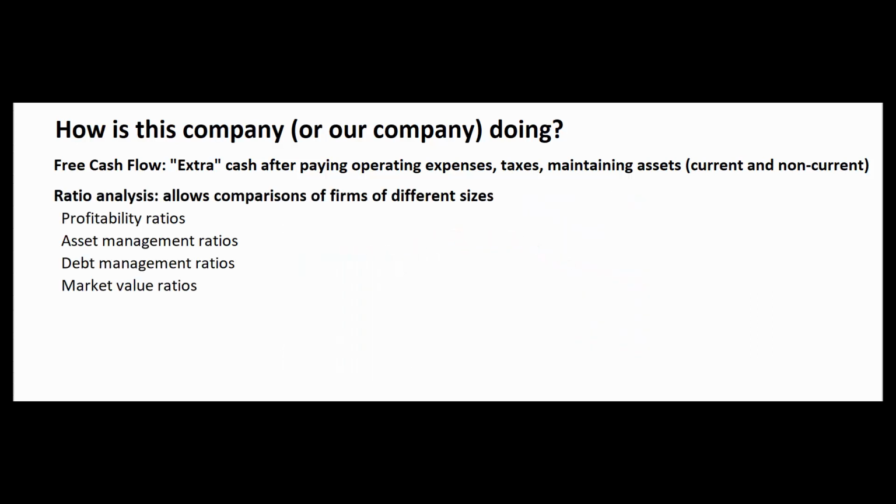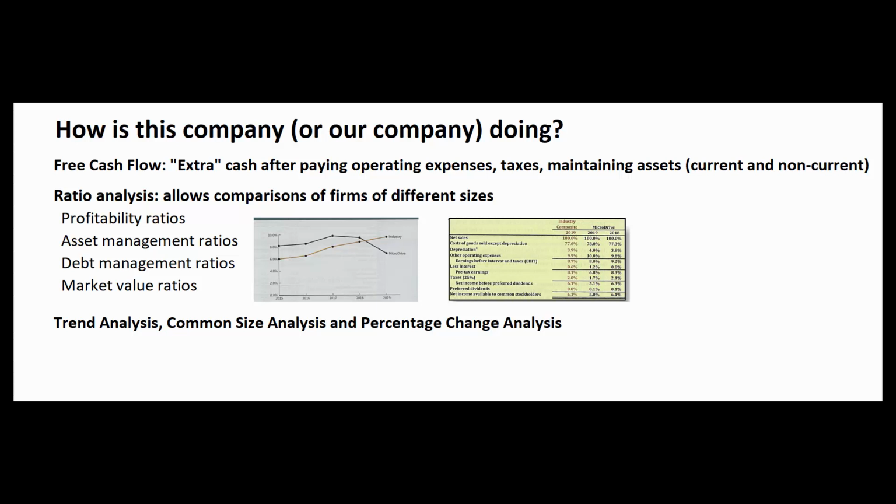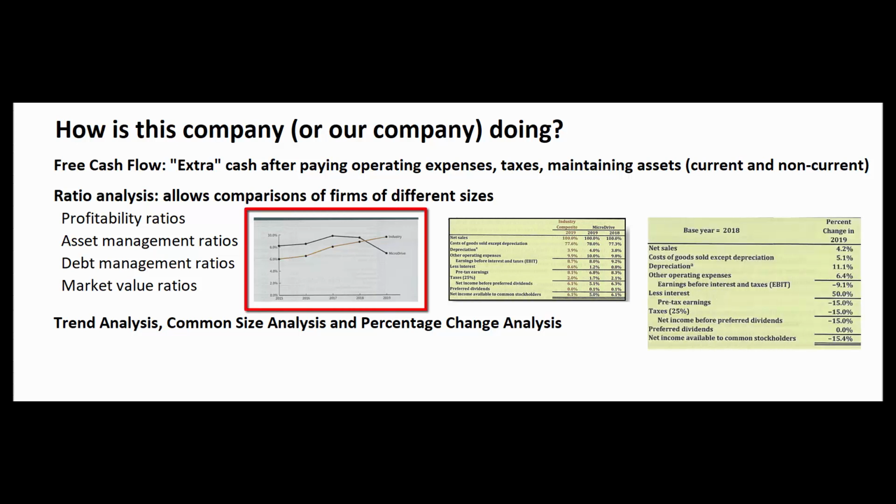Next, we might look at ratio analysis. We've got to compare companies of disparate sizes, and one way to do that is to look at ratios. And we might break them down as profitability ratios, asset management ratios, debt management ratios, and market value ratios. Three other tools might be trend analysis, common size analysis, and percentage change analysis. That trend analysis is a little misleading because we're always going to be comparing this year's numbers to last year's numbers to the numbers before. So we're always looking for trends.